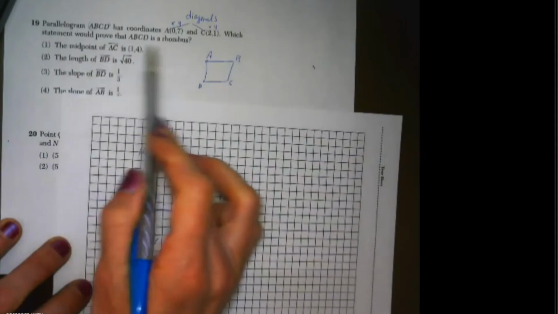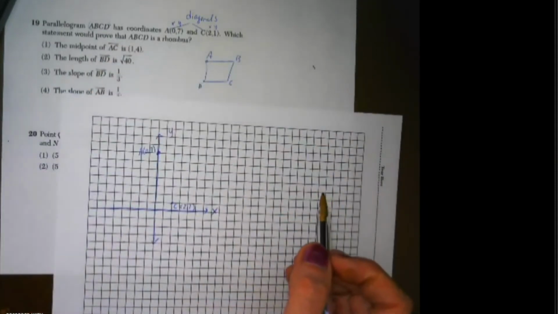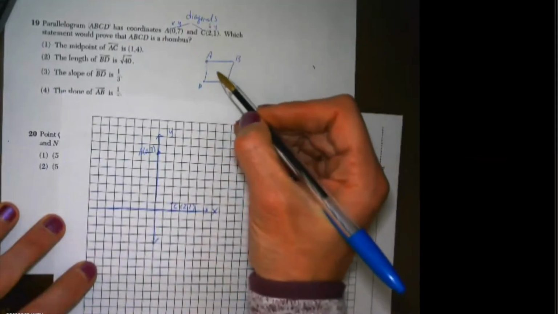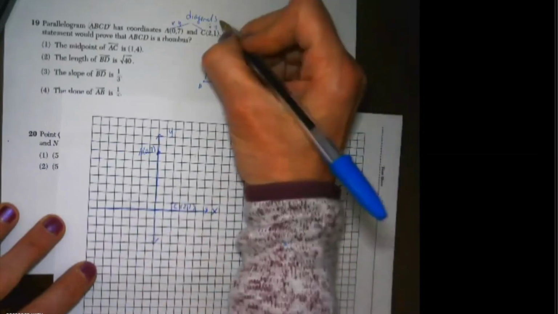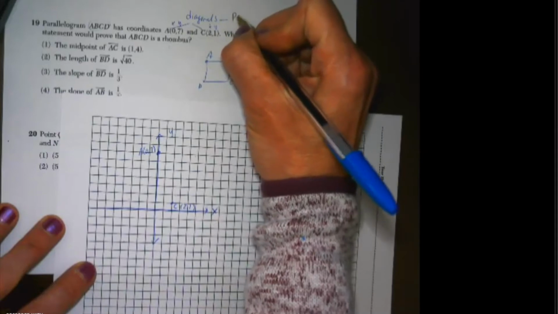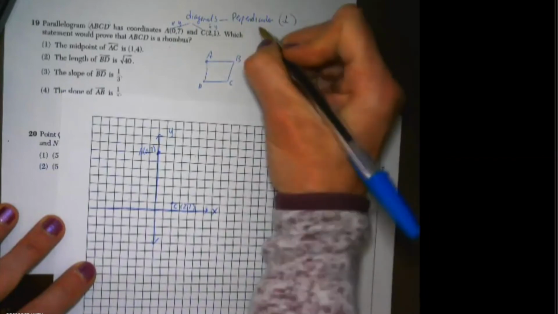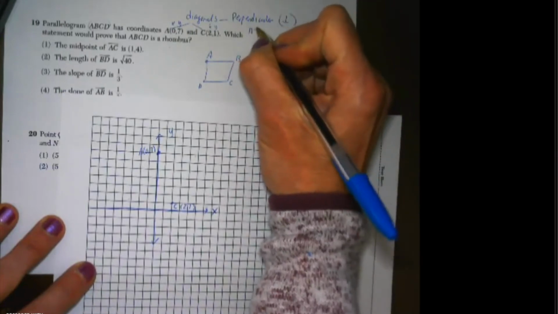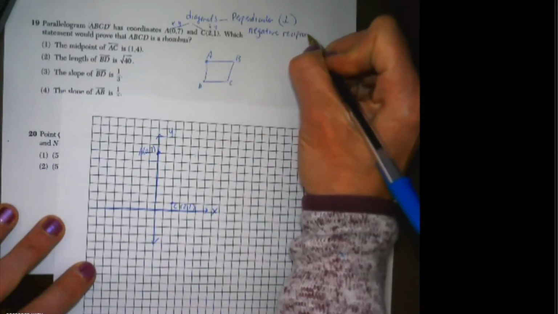So it says, which statement would prove that ABCD is a rhombus? I always ask myself, what did they give me and what do I know? They gave me a diagonal, right? A and C, when we connect those, you're going to see that that forms one of the diagonals. So B is somewhere over here, D is somewhere over here. So what do we know about the diagonals? The diagonals of a rhombus are perpendicular. Okay, so here's the symbol for perpendicular. So what do we know about perpendicular lines? They have negative reciprocal slopes.